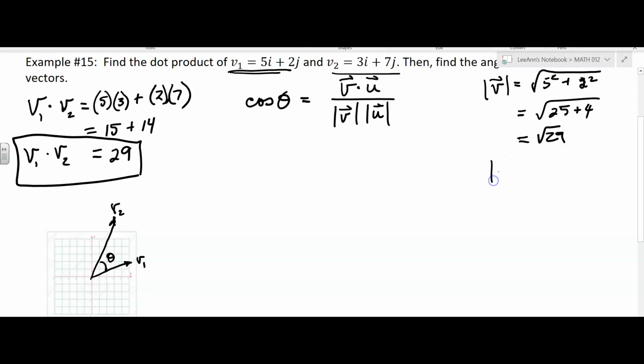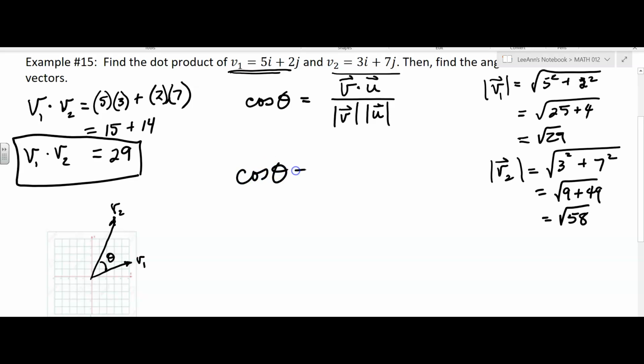And then what's the magnitude of V sub 2? You know what? I forgot we're not doing V and U. They're V sub 1 and V sub 2. Okay. The other vector is going to be the square root of 3 squared plus 7 squared, which is 9 plus 49, which is 58. Okay, so what I get from this formula then is the cosine theta is going to be the dot product, which I already know, 29, divided by the square root of 29 times the square root of 58.